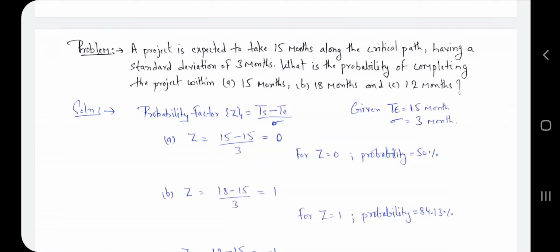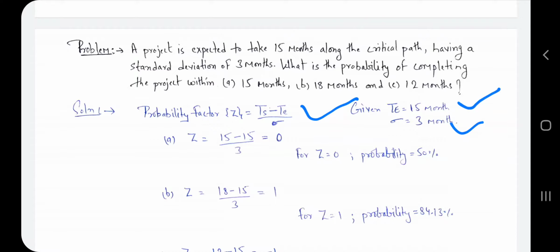A project is expected to take 15 months along the critical path, having a standard deviation of 3 months. What is the probability of completing the project within 15 months, 18 months and 12 months? So here we are given two values, that is the T value and the sigma value, and we know the formula: Ts minus Te divided by sigma.